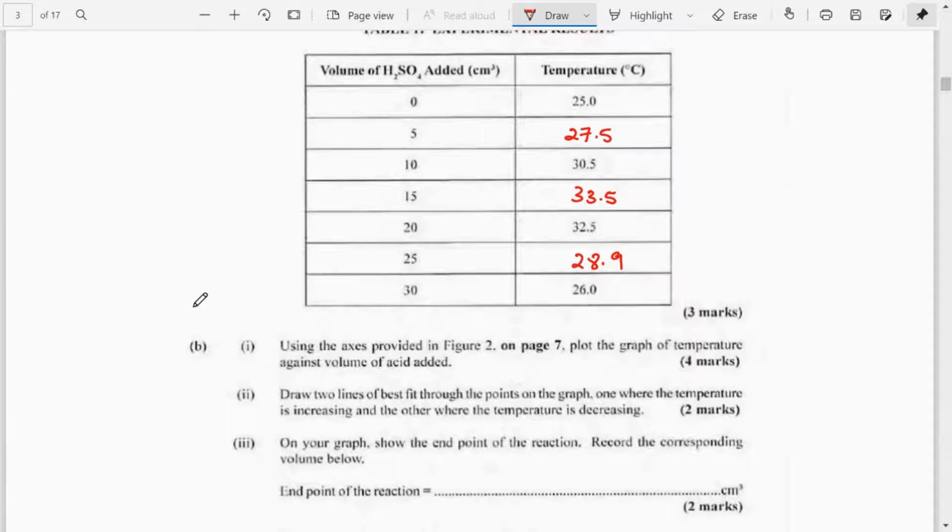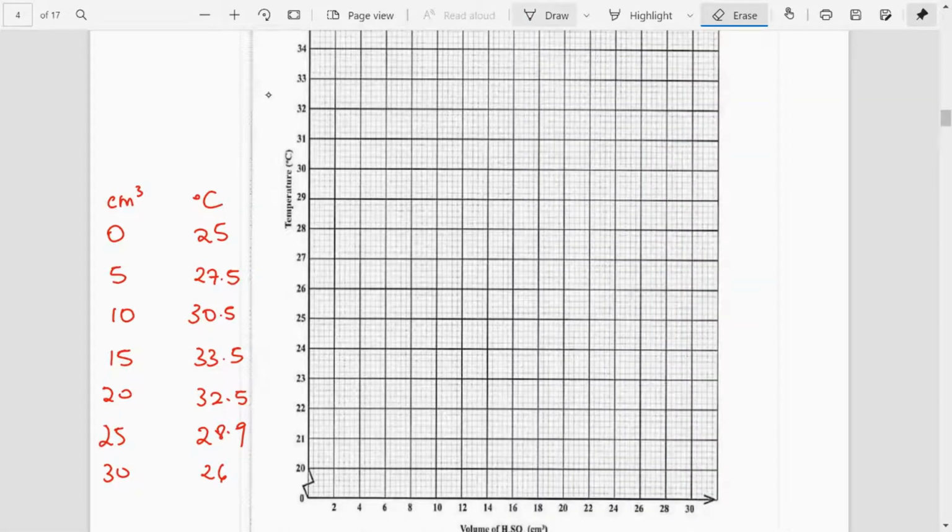So B(i) says, using the axes provided in figure 2 on page 7, plot the graph of temperature against volume of acid added. And on that graph, we're going to draw 2 lines of best fit to the points on the graph, one where the temperature is increasing and the other where the temperature is decreasing. All right, graphs. All right, so let's plot our graph.